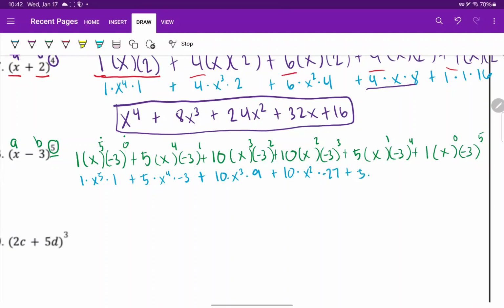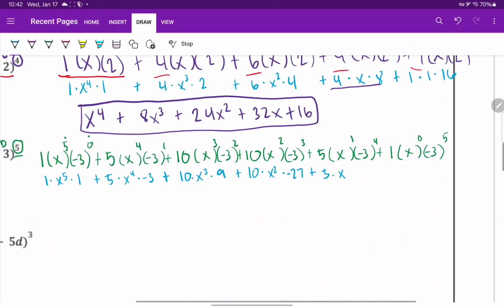Plus 5 times x to the 1st is x. Negative 3 to the 4th, I want to say, is positive 81. Plus 1 times x to the 0 power is going to be 1. And negative 3 to the 5th power is going to be, I want to say, negative 243. Right now, from here, we're just going to simplify it. So each term one at a time.